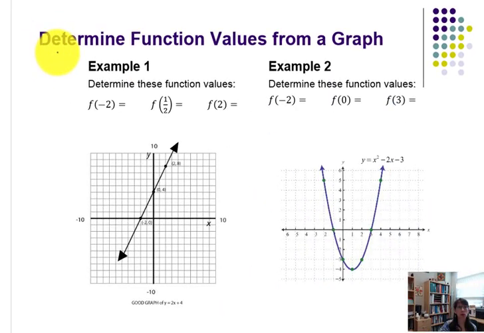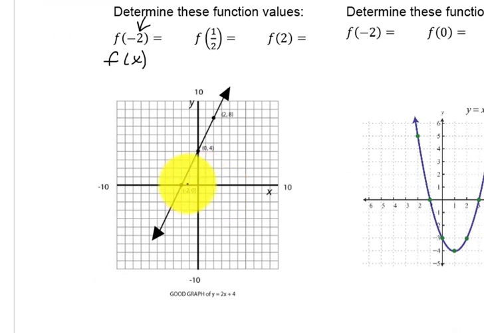In this last example, we're going to determine function values from a graph. In example 1, we're looking for f of negative 2. Remember, with this notation, it is f of x. So that tells us the x value must be negative 2. So looking at the x-axis on this graph, negative 2 is located right here. And we can see the ordered pair is given as negative 2, 0. So negative 2 is our input, 0 is our output.